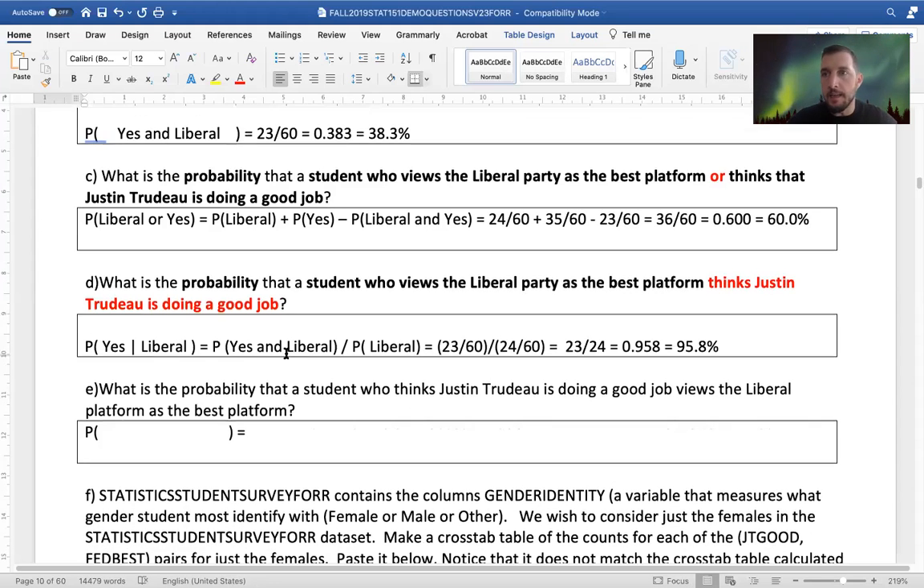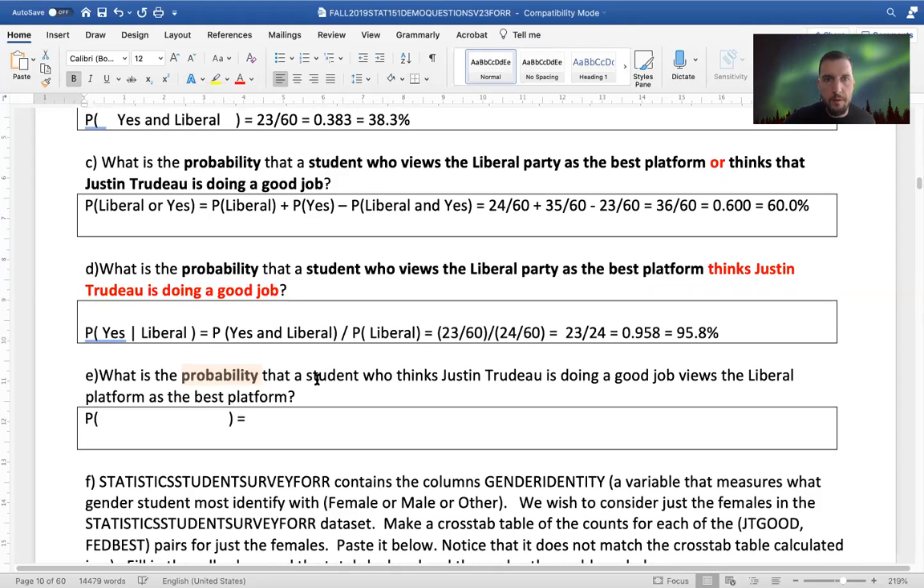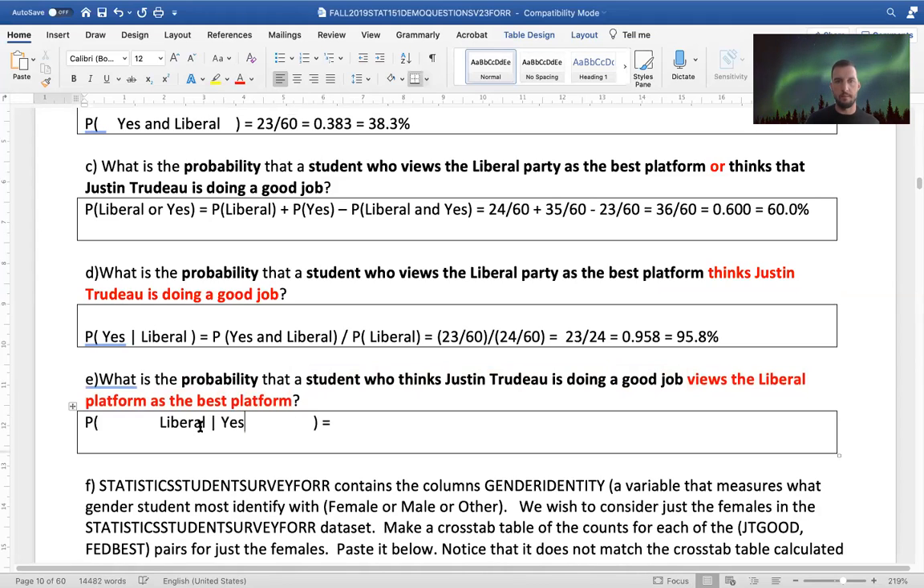Okay, so in part E, now we're actually looking at the opposite. So the probability that a student thinks Trudeau is doing a good job. So we're only focused now on students that think Trudeau is doing a good job. So we're only focused on the students that have answered yes to JT good. And then we're saying views the Liberal as the best party. So in this question, we have Liberal given yes.